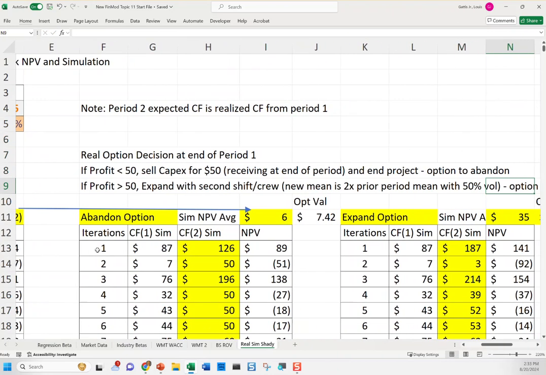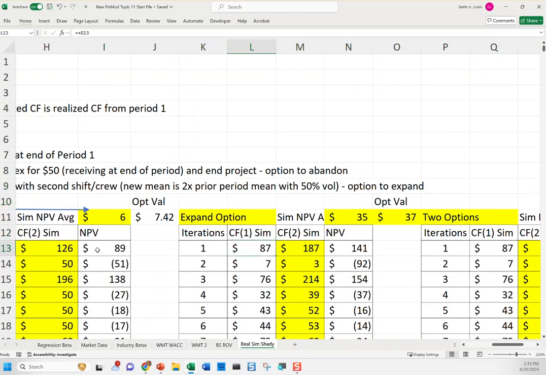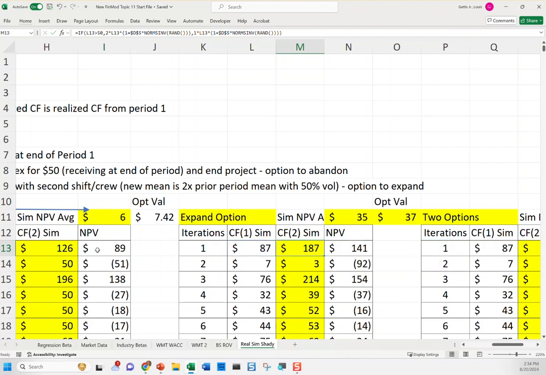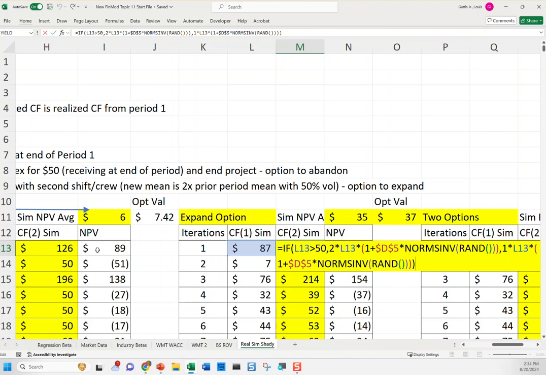And then I evaluate the option to expand. This is the same random number in the first year, but here's a new formula. If the first year is greater than 50, hire double your staff and double your profits. Otherwise, just keep the same level of staff. So when you have a really good year, you double up on your staff and you have a really great year. Otherwise, you just keep the same staff and you get the same value as before.